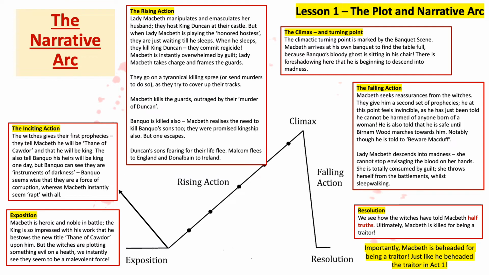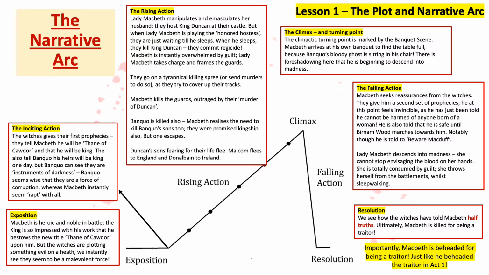And of course, Lady Macbeth is extremely persuasive, and she does persuade her husband to kill Duncan. So Duncan comes over to their castle, and they are playing the honoured hostess. However, they are waiting till Duncan sleeps, and when Duncan sleeps, Macbeth does kill the king. He commits regicide. Macbeth is instantly overwhelmed by guilt. He is unable to carry out the plan to its full. He does not leave the daggers by the guards' chamber, framing them for the murder. He instead brings the daggers back to Lady Macbeth.